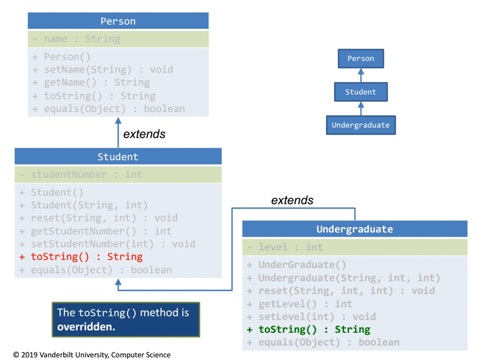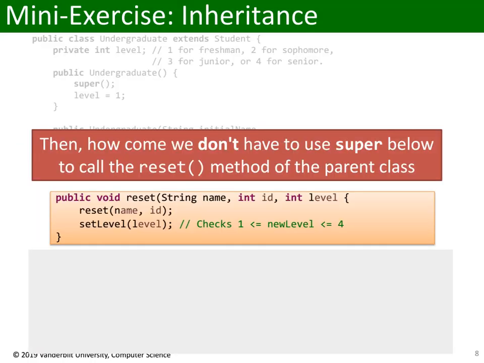So now, anytime we use the keyword toString inside undergraduate, we're going to be referring to this toString method. If we want to refer to the other toString method, we have to use the keyword super. Again, take a moment to answer this question as well. If that's true, why don't we have to use the super keyword to call the reset method, which is part of the student class?